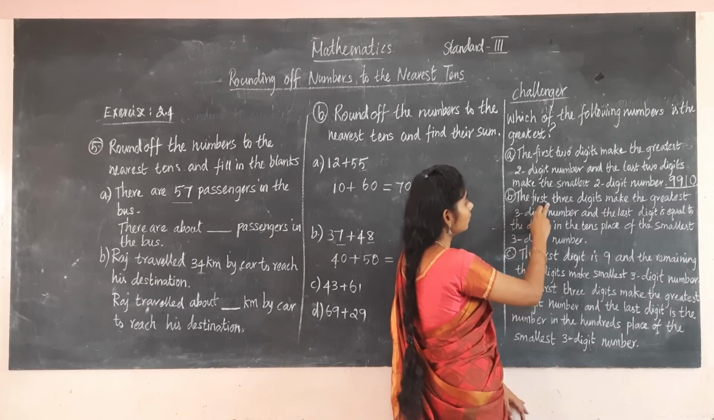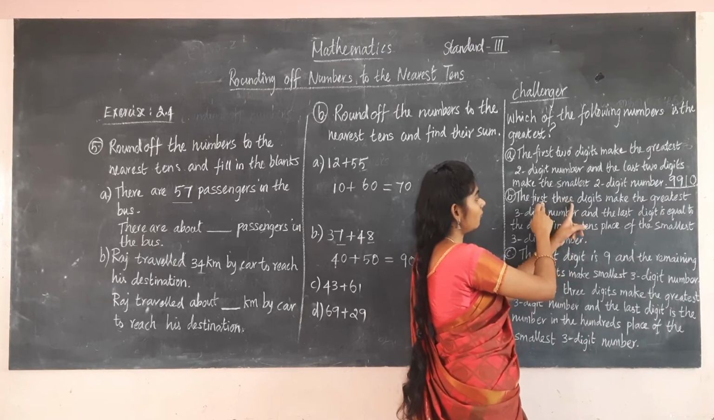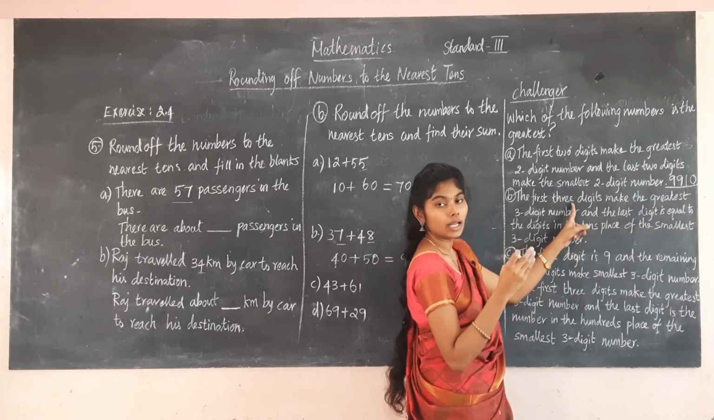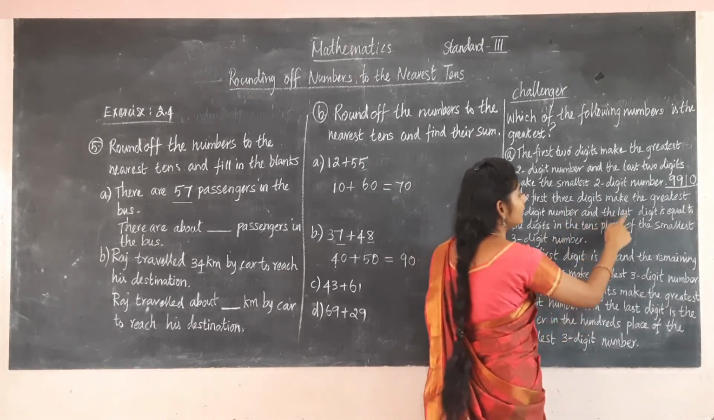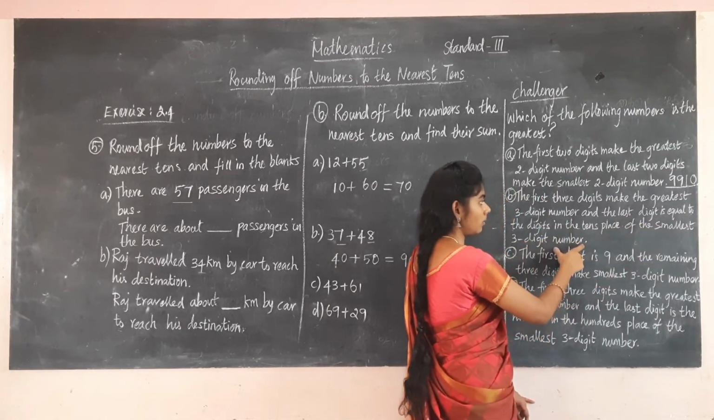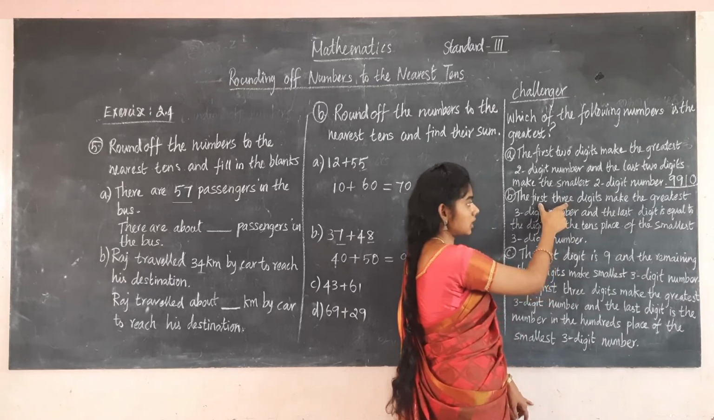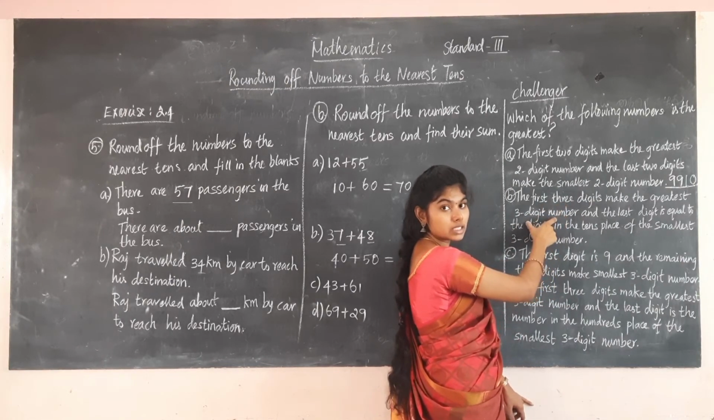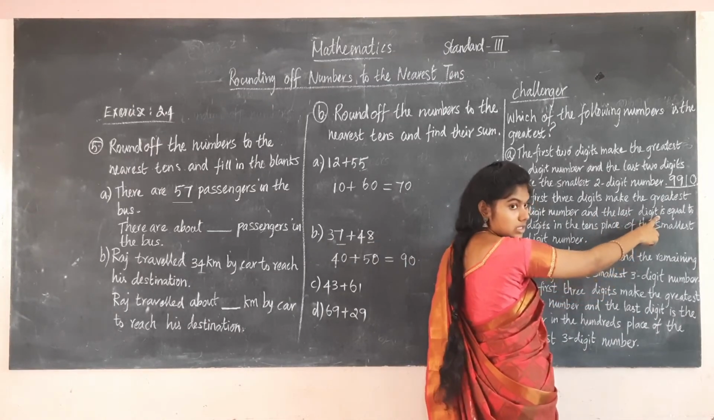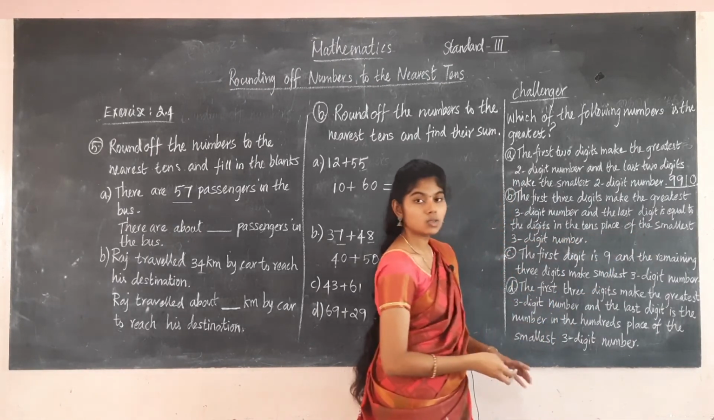Then what is given next? The first three digits make the greatest 3-digit number. What is the greatest 3-digit number? It is 999. And the last digit is equal to the digit in the tens place of the smallest 3-digit number. Just read it again if you can't understand. The first three digits are 999, and the last digit will be equal to the digit in the tens place of the smallest 3-digit number. What is the smallest 3-digit number?